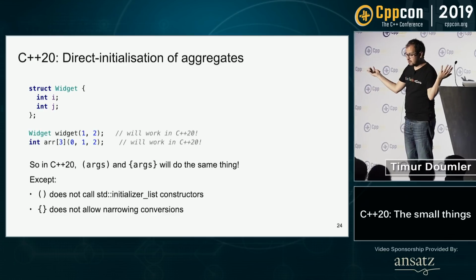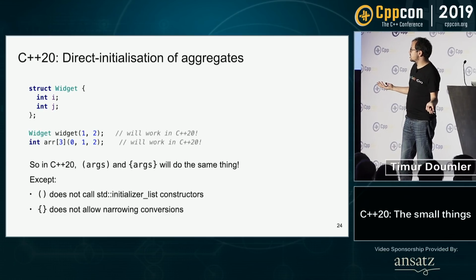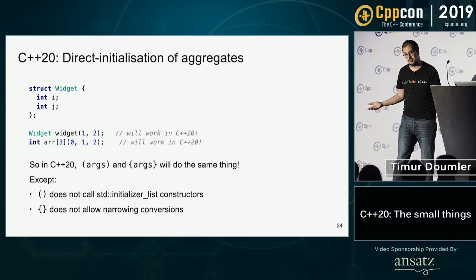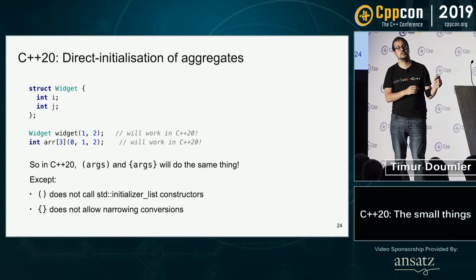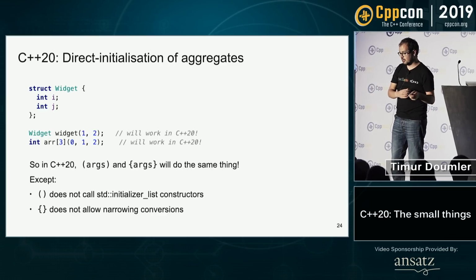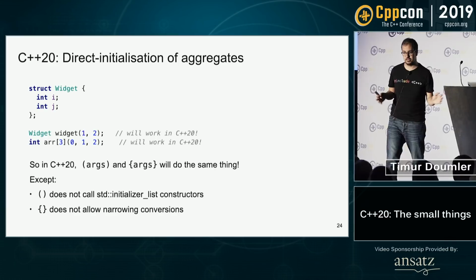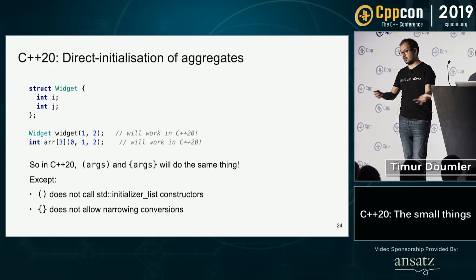Parens and curlies do pretty much the same thing, right? So there's a few exceptions. The parens don't call a std initializer list constructor, which is now nice because now you can use the curlies explicitly to say, I want to call a std initializer list constructor, right? For a container, for example. And the other thing is that curlies still don't allow narrowing conversion, right? The way it has been since C++11. But other than that, parens and curlies now do the same thing.